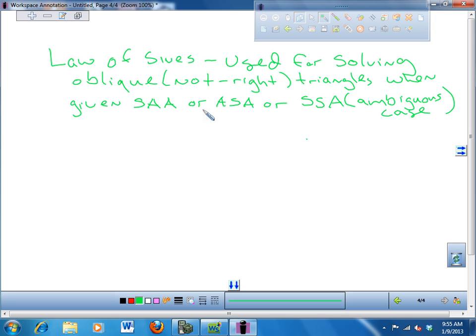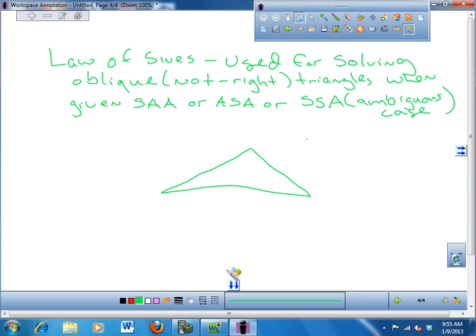Okay? I do kind of want to show you where law of sines comes from, because I think it's kind of cool, and maybe you'll appreciate it, maybe you won't. Let's see if this tool works. Can I draw a triangle? Did that draw a triangle? Come on. Oh, it worked.